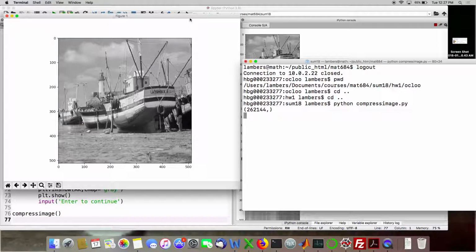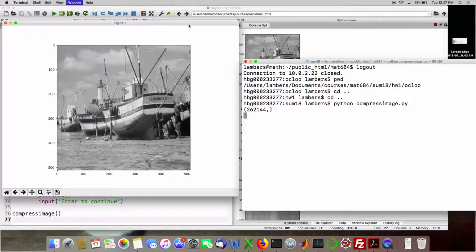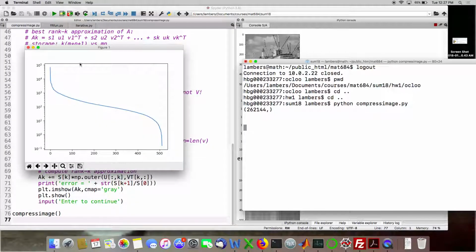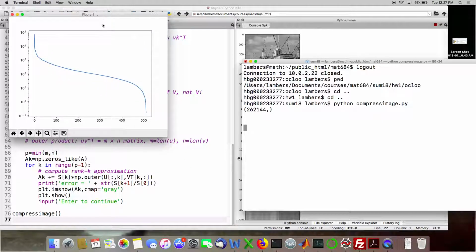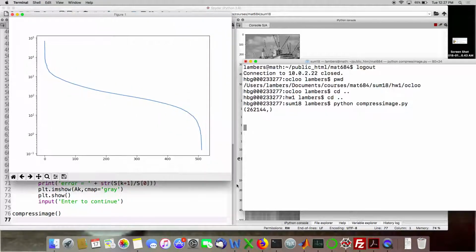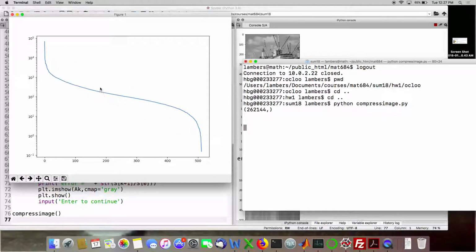Let's see, are there any others? Oh, okay, so I have to close this. Okay, here's where it shows me the singular values. I'll take a closer look at that. The largest one is pretty large, close to 10 to the fifth. It looks like around maybe 70,000 or something like that.